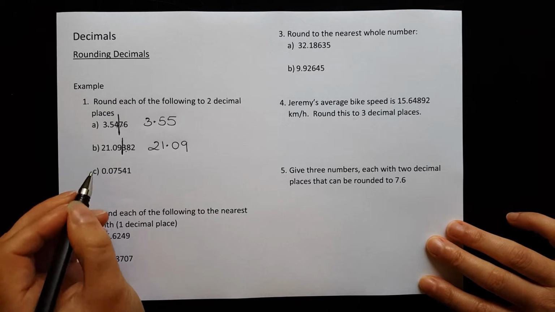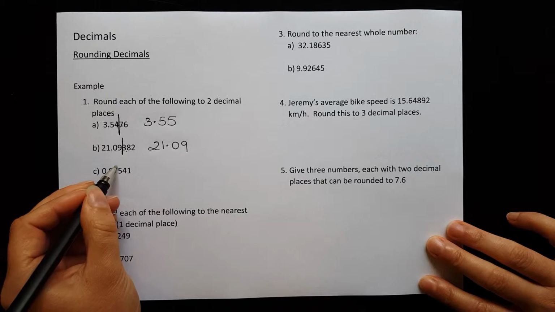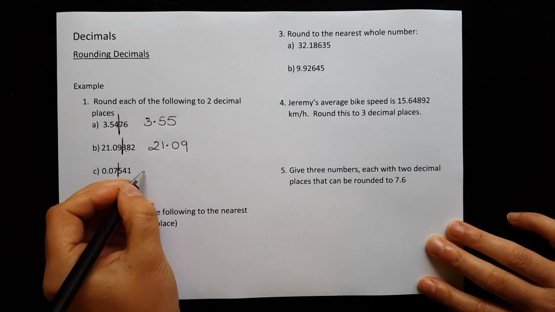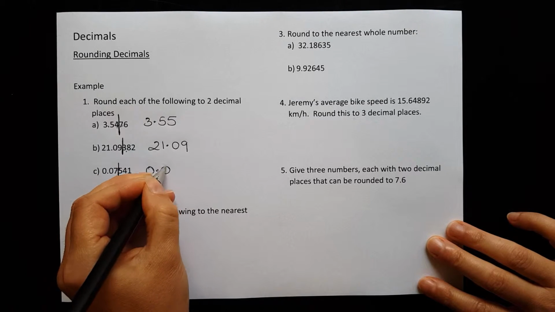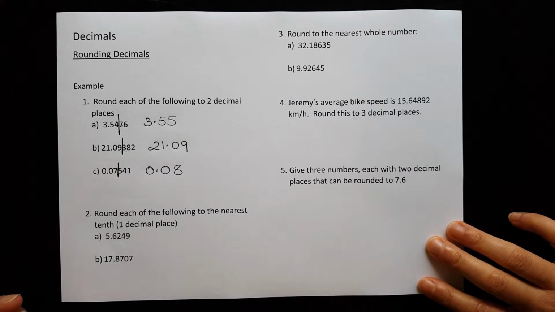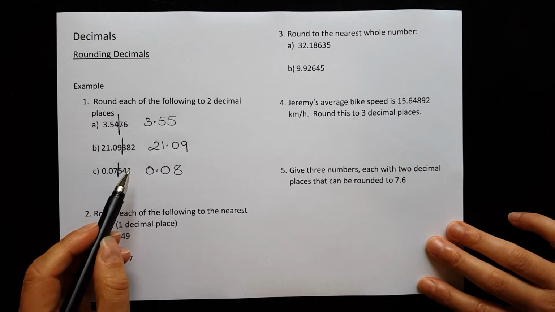To see 2 decimal places, 1, 2, then draw the line. The number after the line is right on the 5, which means that we round it up. So that will become 0.08, 1 larger than 7 becomes an 8. Okay, so that was rounding to 2 decimal places.